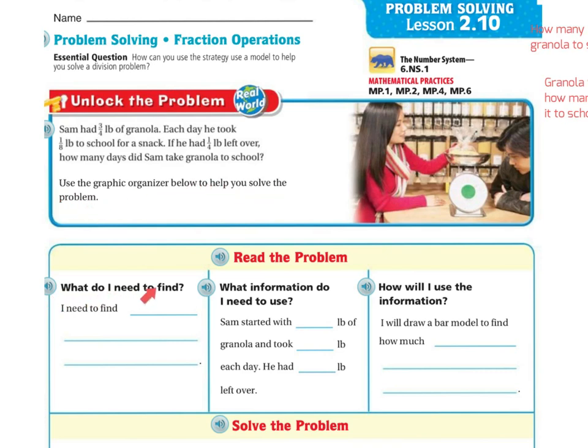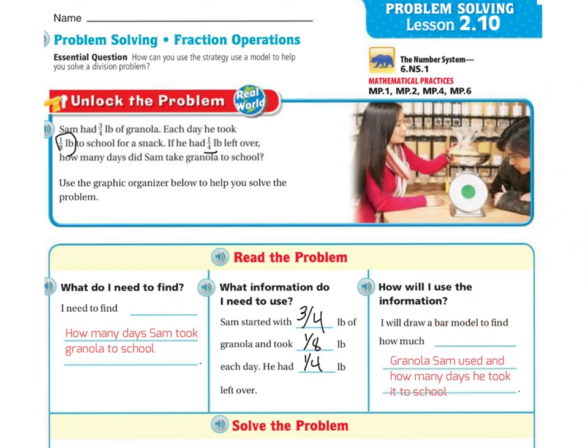Well, first I need to know, what do I need to find? I need to find out how many days Sam took the granola to school, right? What information do I need to use? Sam started with 3/4 pound, and he took 1/8 pound every day, and he had 1/4 pound left over. So how will I use the information? I'm going to draw a model bar to find out how much granola Sam used and how many days he took it to school.